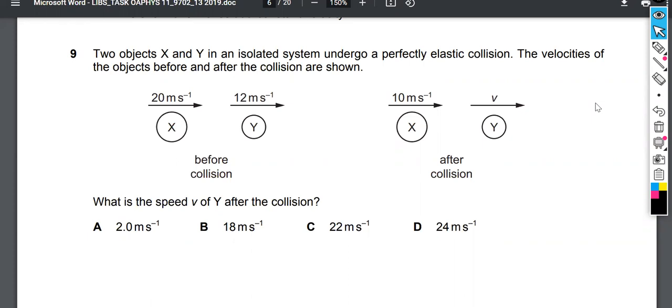As you can tell by that sound, we're dealing with momentum conservation before and after the collision. We've got two objects, X and Y, in an isolated system that undergo a perfectly elastic collision. Right away, perfectly elastic collision, let's use that to review. In a perfectly elastic collision, the initial kinetic energy equals the final kinetic energy.